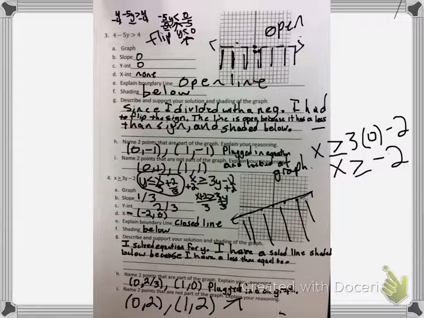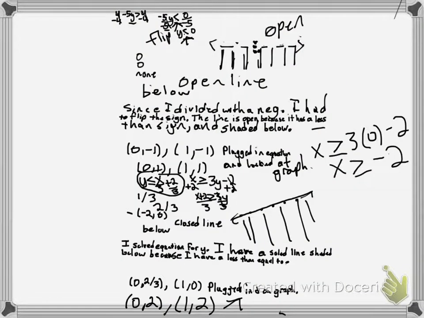Alright, it says name 2 points that are not part of the graph. (0, 1) and (1, 1). You can look on your graph, and you can also plug them in. Notice that these are not part of my graph.